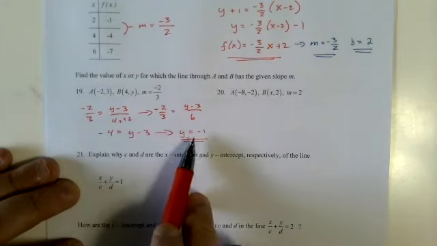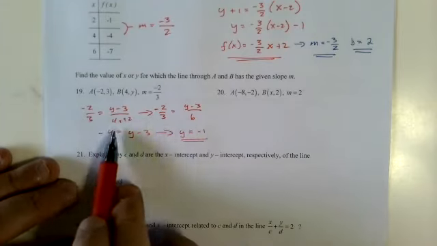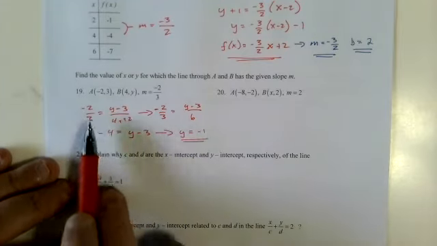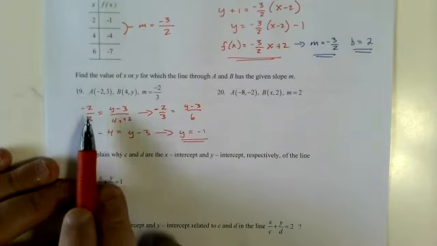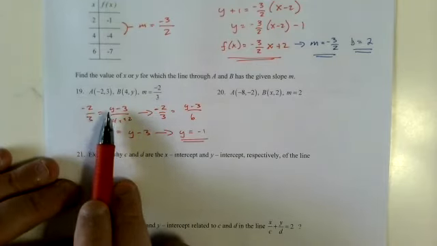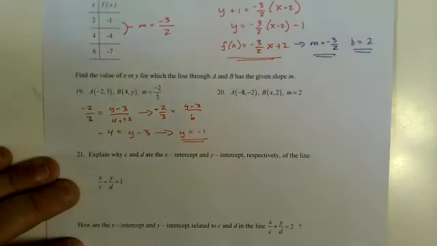And by the way, guess and check isn't a bad idea. Just chuck it in there and see if it makes sense. Hey, this is 6, 2 times 3 is that, 2 times -2 is -4. -1 minus 3 is -4. Yeah, okay, that works too.